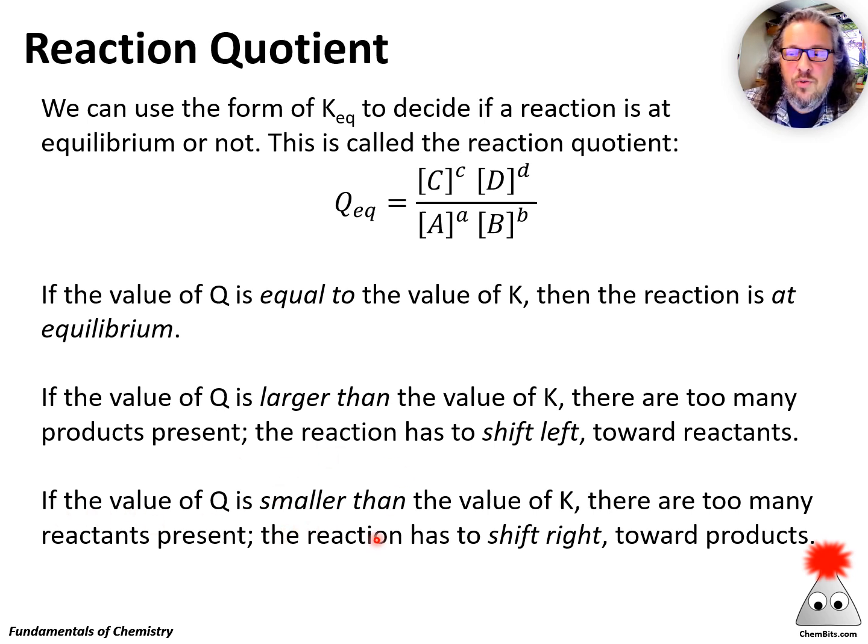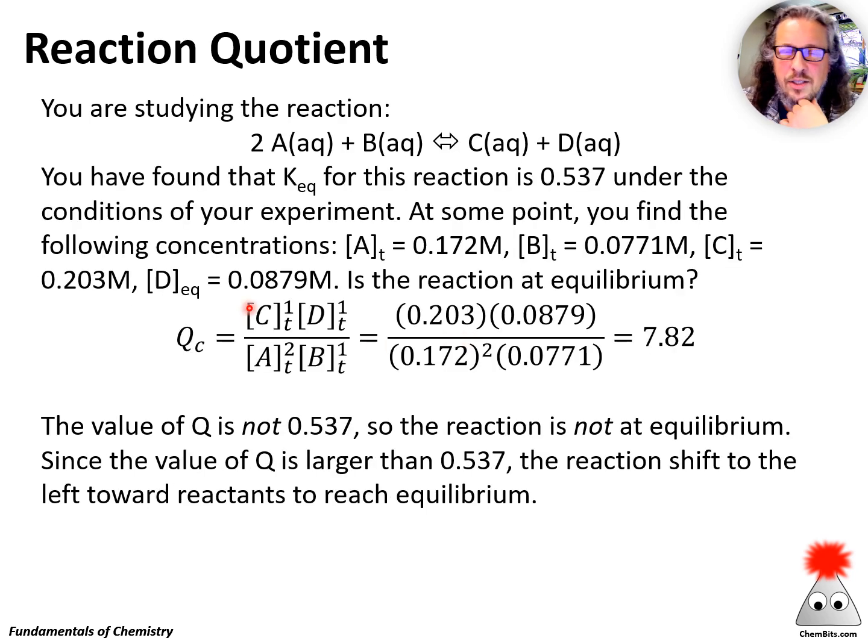Likewise, if the value of Q is smaller than the value of K, then my denominator is too big. I have too much reactants, and the reaction has to shift to products, towards the right, to get to equilibrium. Again, let's just take a look at an example here, and it'll make a little bit more sense in context.